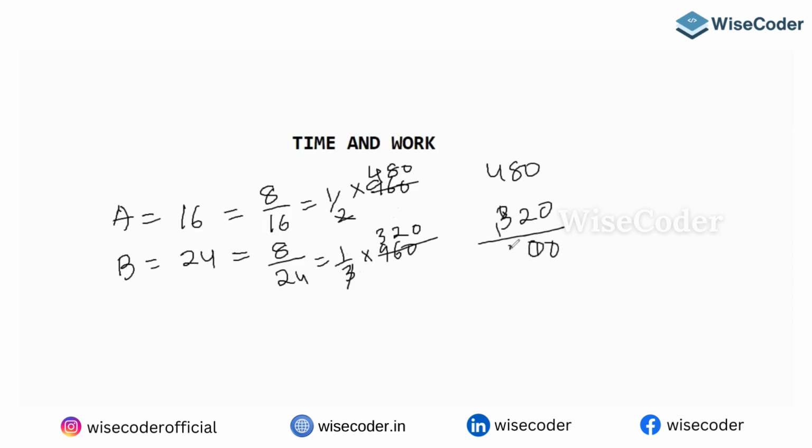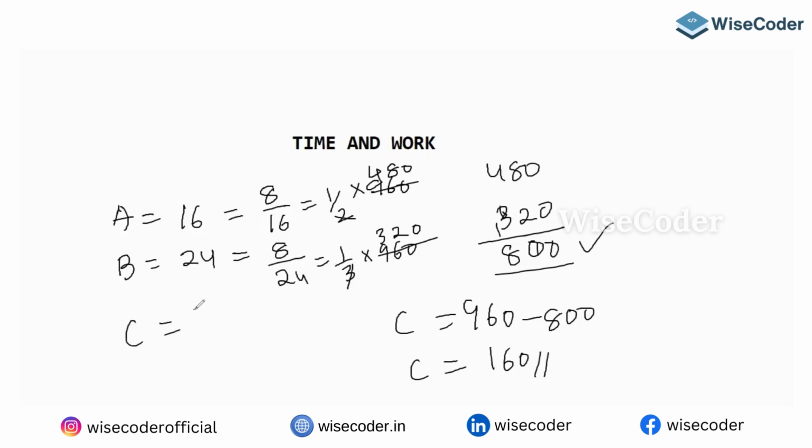They paid 800. Total is 960. Already they got 800. So then C's share must be 160. Without knowing in how many days C can do it, we can figure it out. How? If we know their shares.